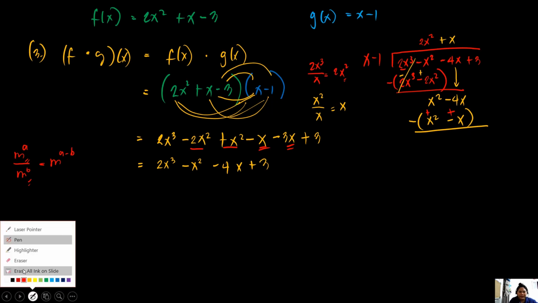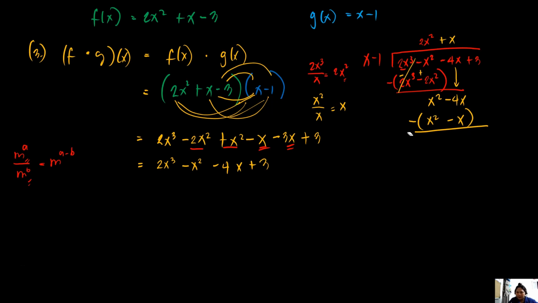Let me correct myself, people. Let me erase it first. So, we will have here negative, and this one will become positive. So, this one is equal to 0. Negative 4x plus x, we will have negative 3x. Then, let's bring down positive 3. Negative 3x over x, we will have negative 3. Negative 3 times x, we will have negative 3x. Negative 3 times negative 1, we will have positive 3. Then, subtract.